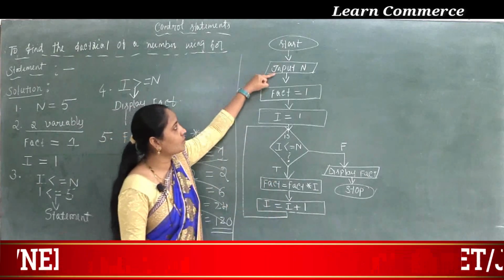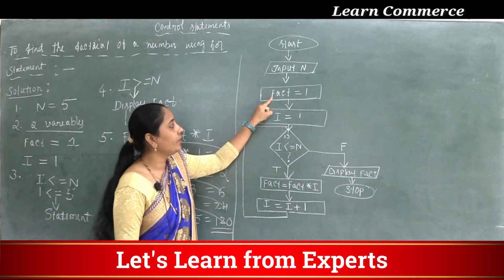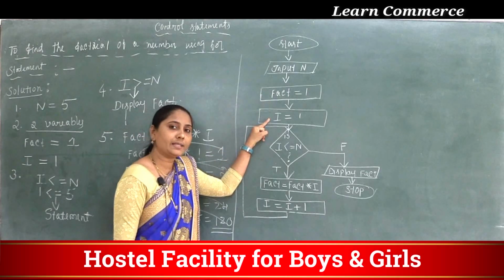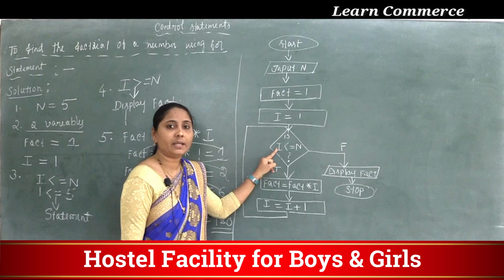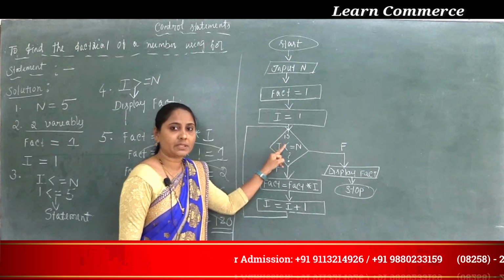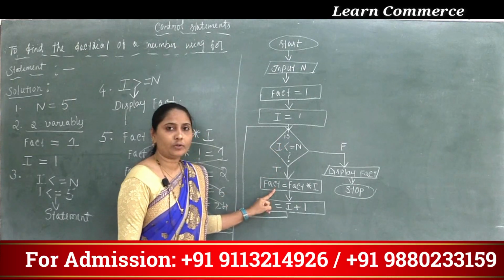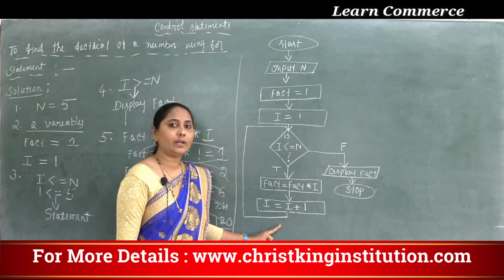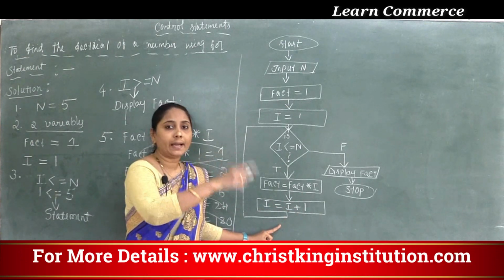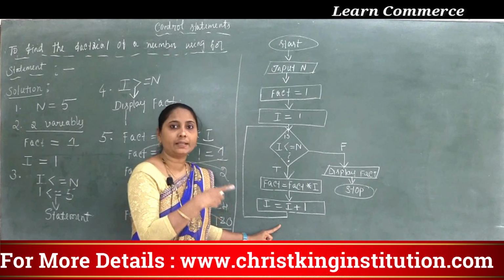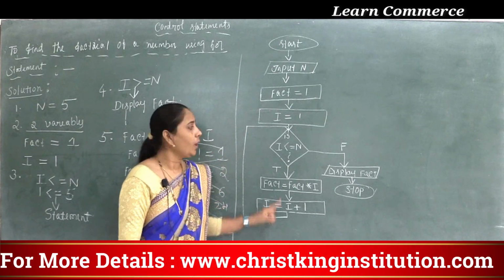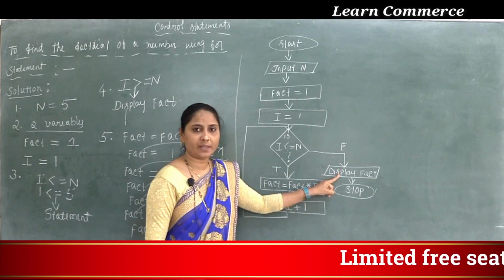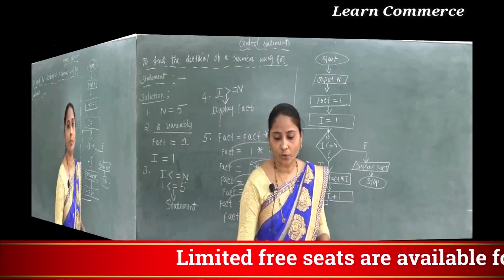As we know, first of all we need to input the value, then take the initialization, that is fact is equal to 1, I is equal to 1, then we need to check the condition. If such condition is true, fact value is equal to fact into I, all those calculations occur, I value is equal to I plus 1, and again and again it will go by taking the increment of the I value. If this condition is false, then it is going to display the fact and stop the program.